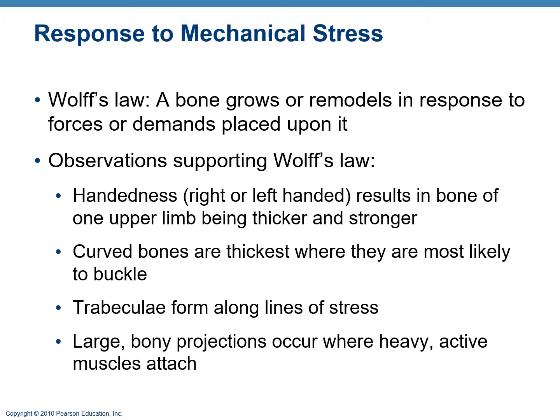One is the fact that depending on whether you're right or left-handed, the bones of the limb of that dominant hand are actually going to be thicker and stronger than the bones of the hand that you don't primarily use. Another fact that supports Wolff's Law, the curved bones are thickest where they are most likely to buckle. We also have trabeculae in spongy bone that form along lines of stress. And we tend to see large bony projections wherever there is going to be a heavy active muscle attaching to that bone.